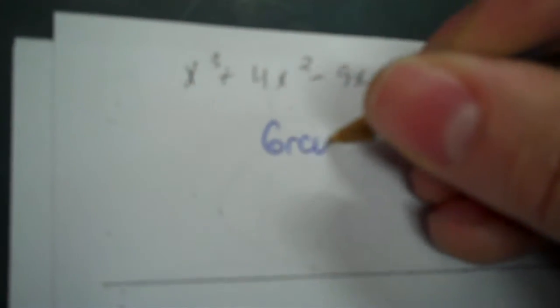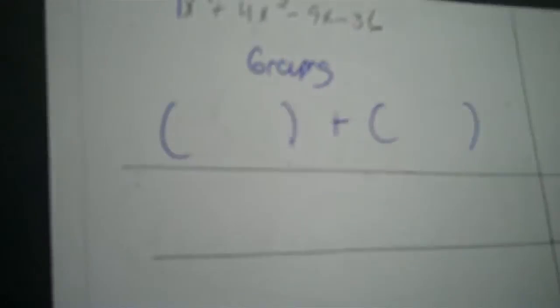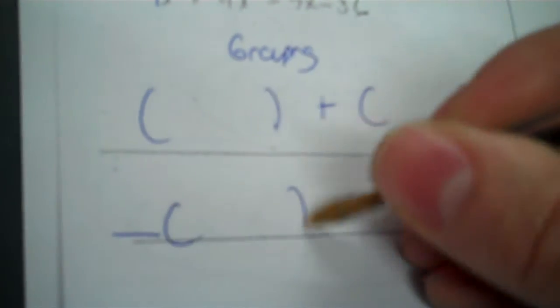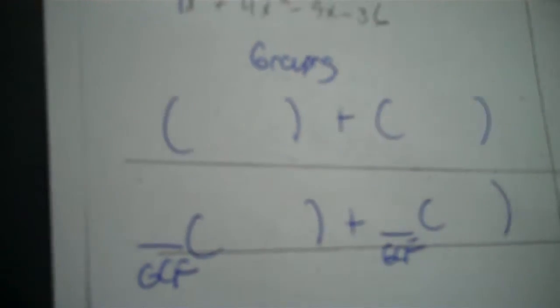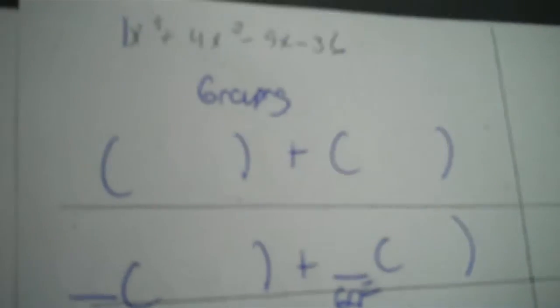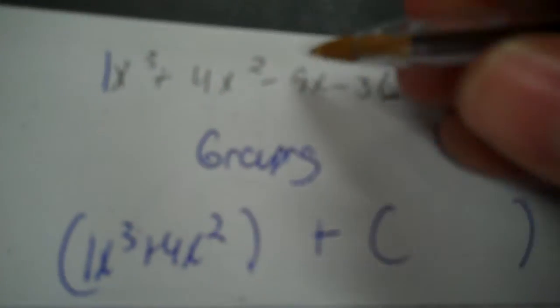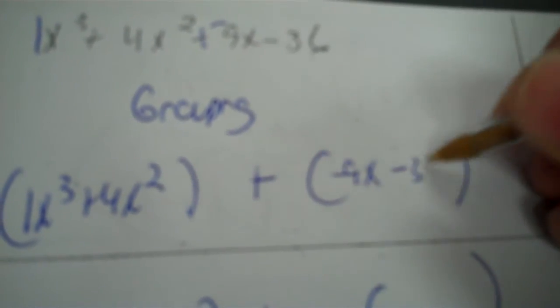Okay, example 3, we have x to the third power plus 4x to the second power minus 9x minus 36. Okay, so grouping, because it's 4 terms. Now the same thing, I just basically copied the same thing, I just put GCFs outside. Okay, then big parentheses, little parentheses, times. Okay, so we have 1x to the power of 3 plus 4x to the power of 2. Then we have negative 9x minus 36.